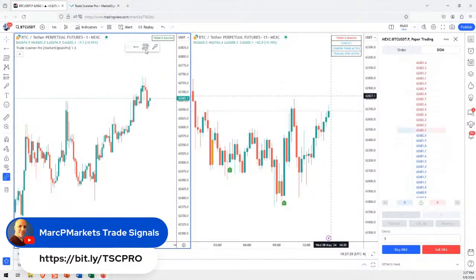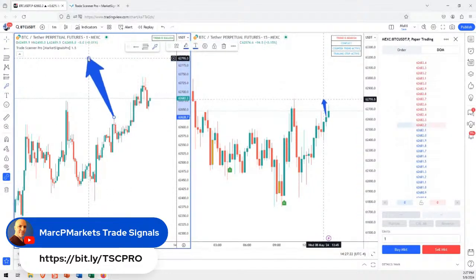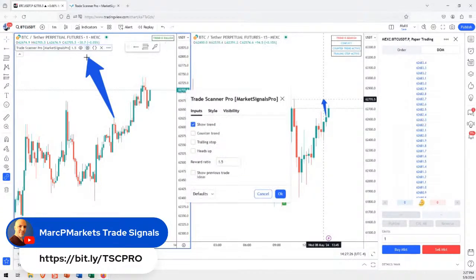So I go to counter trend. How do I do that? Well, I'm going to point to it. I go to the settings of the TradeScanner Pro. I'm going to turn all of these on: heads up, trailing stop, and counter trend. Now, this is something for advanced traders. When I use this, I'm constantly flipping this on and off, but I'm using this with context.